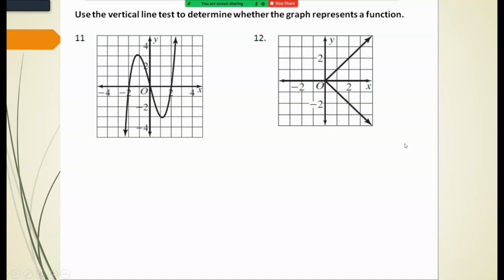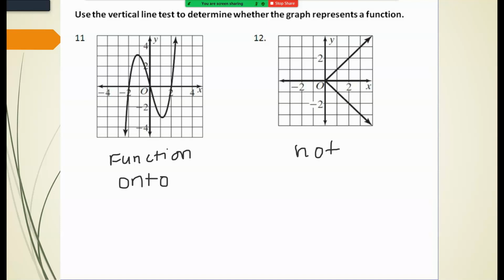Okay, 11. Use the vertical line test to determine whether that is a function. If it is a function, is it 1 to 1 or onto? 11 is a function because it passes the vertical line test. It is not 1 to 1 because it fails the horizontal line test. So it is onto.